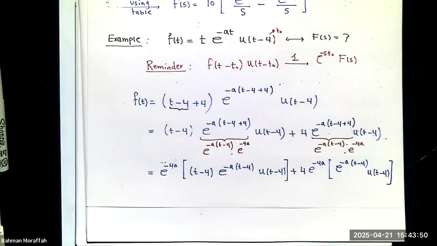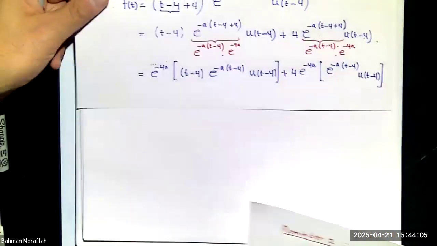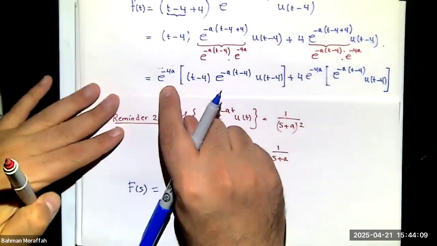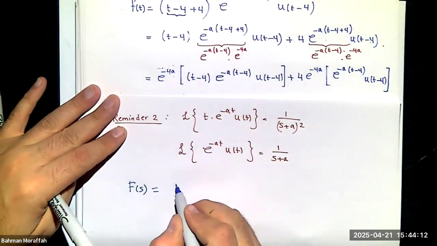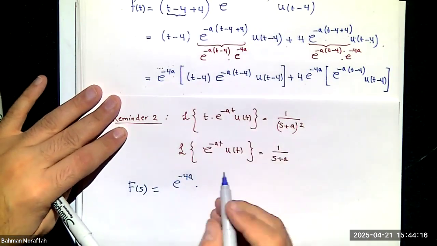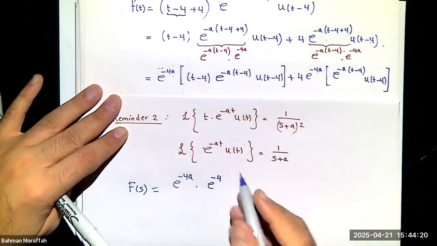They're just shifted by 4. If something is shifted by 4, I'll have to multiply the Laplace transform by e to the power of minus 4s. So F of s is e to the power of minus 4a, which is a constant so it doesn't change anything, times this shift e to the power of minus 4s.